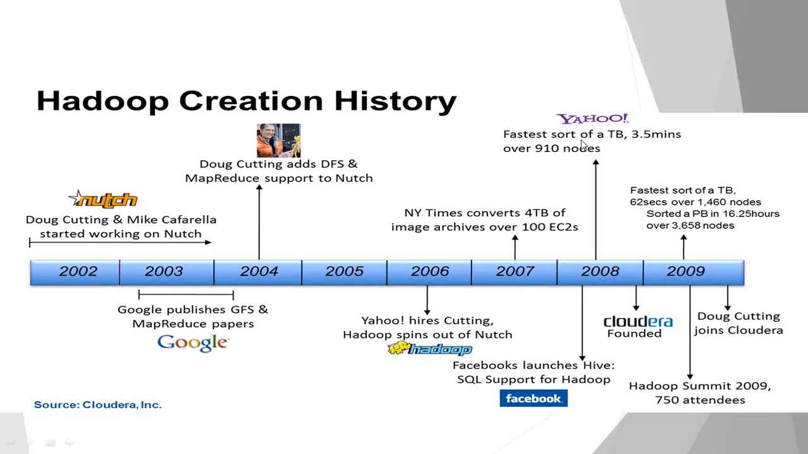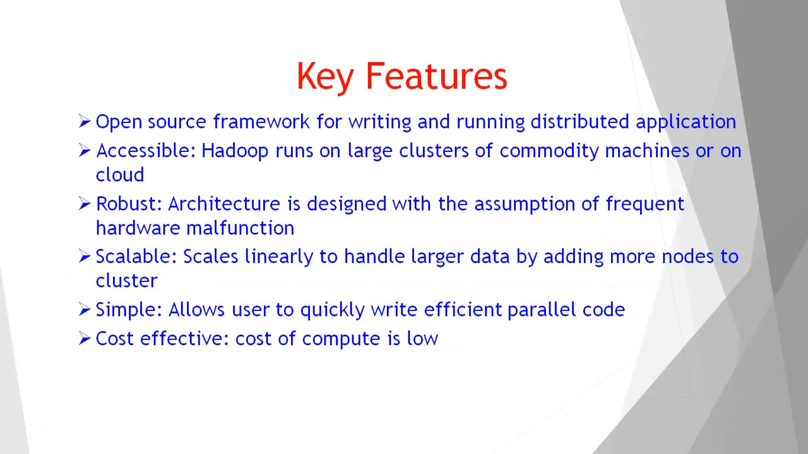Okay? And the same performance was improved, right? The 3.5 minutes got reduced to some 62 seconds when he increased the number of nodes from 910 to 1460. And then he realized that we can achieve much better performance while processing big data if I can use the power of parallel processing. And then Hadoop came into picture, and now we are ready with the commercial distributions of Hadoop, which everybody is following.